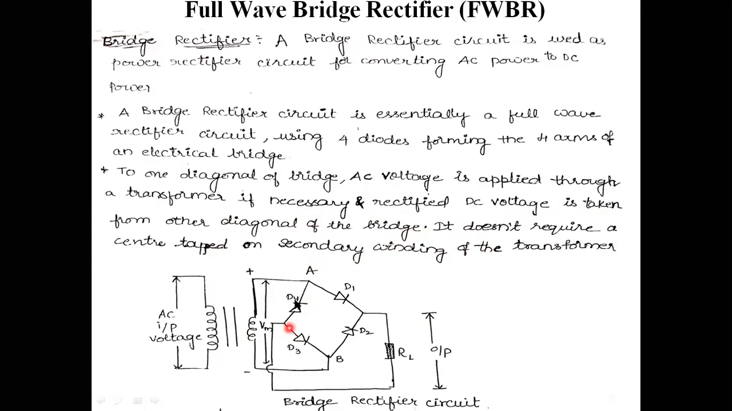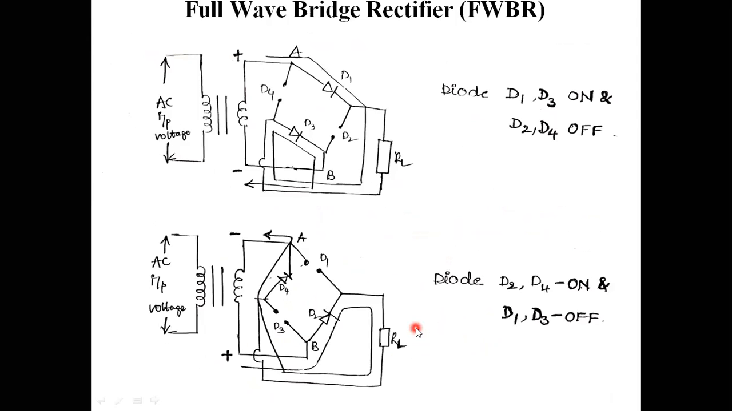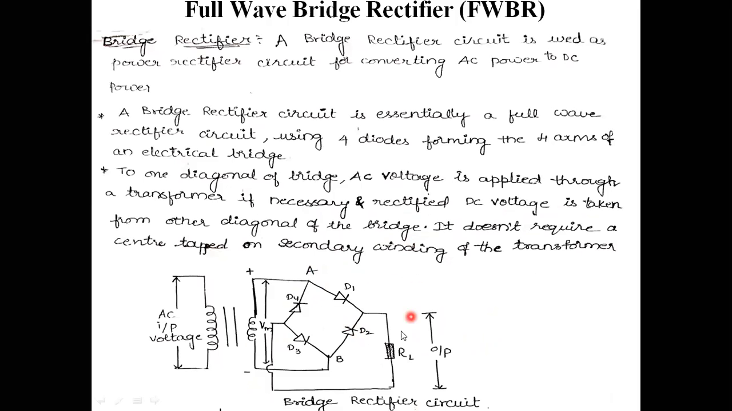These are the four diodes. To one diagonal, AC voltage is applied. From the other diagonal, we are taking out the output voltage across the load resistance RL. And this is the circuit diagram. This is the normal step down transformer. Four diodes are connected in the bridge format.